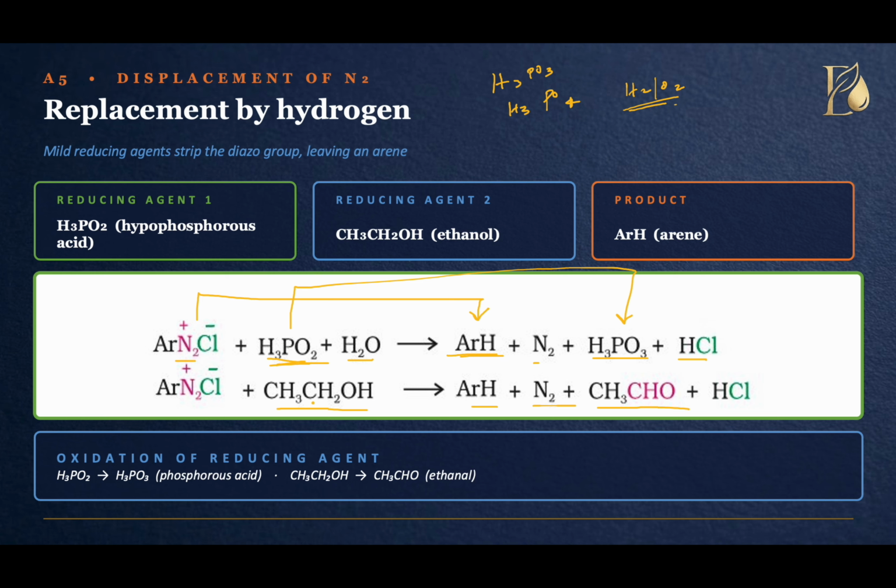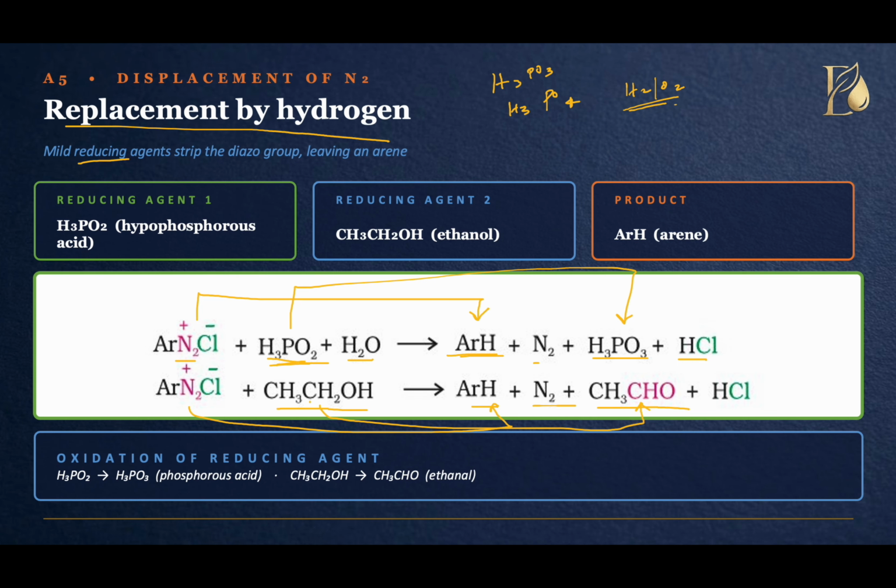Now here this compound is reduced to benzene, the simple aromatic, by introduction of hydrogen. At the same time alcohol is oxidized to aldehyde. So this is replacement by hydrogen atom.